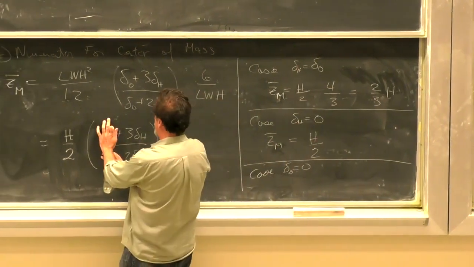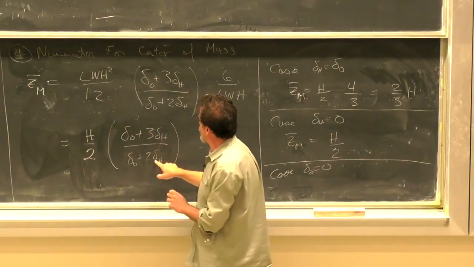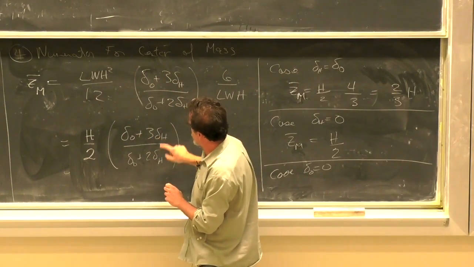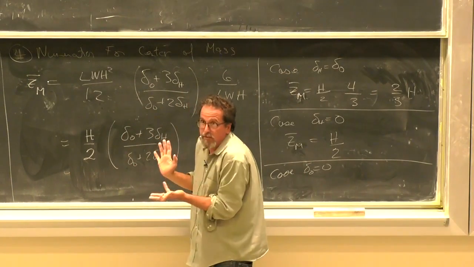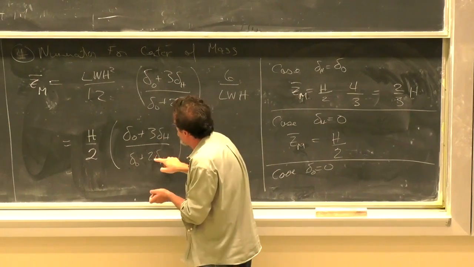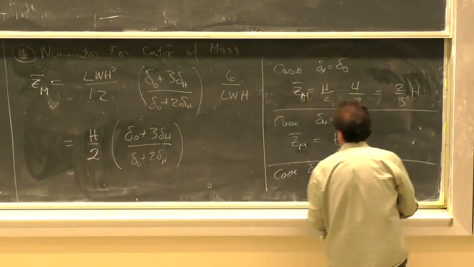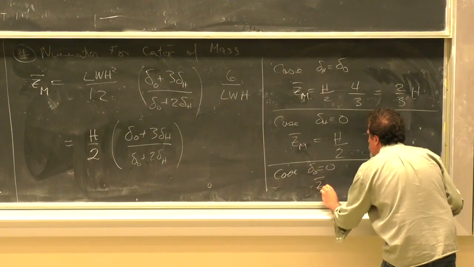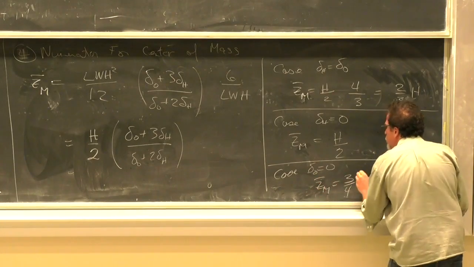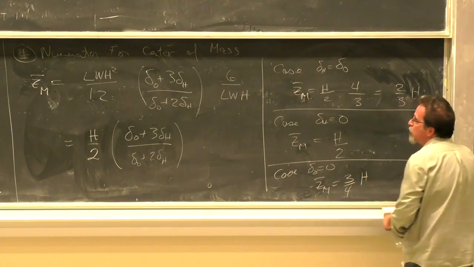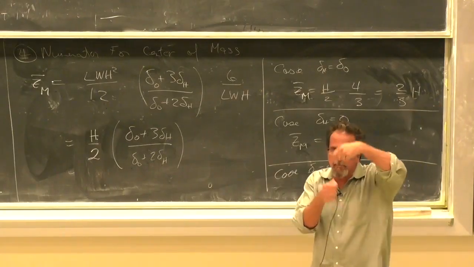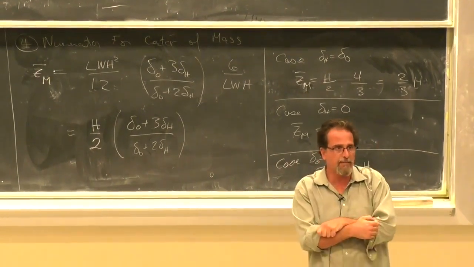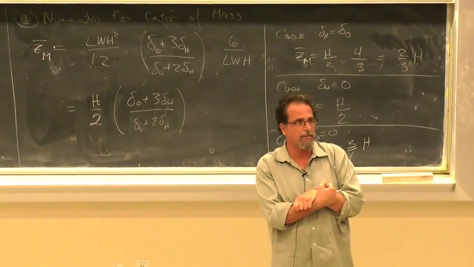Well, this is going to be 0 and 0, and this is going to be at 3/4. This is 3. The delta H's are going to cancel. It doesn't matter what the delta H is. It's going to cancel. 3 over 2 over 2, so this Z bar M is at 3/4 H. So it's 3/4 of the way up. So you can see you're playing with the location of that center of mass.